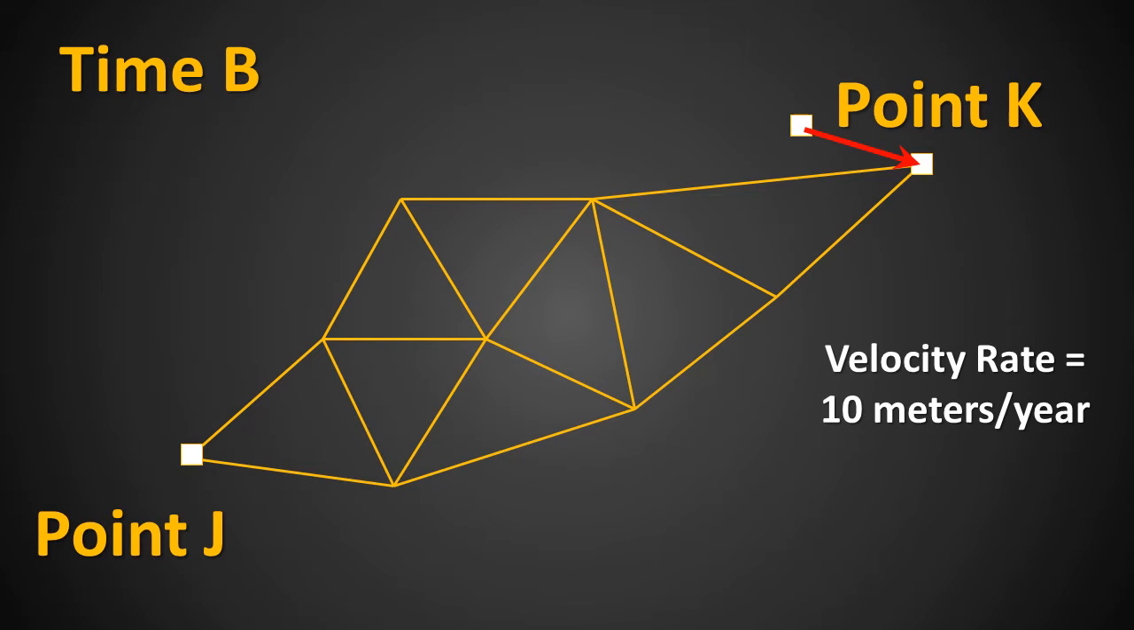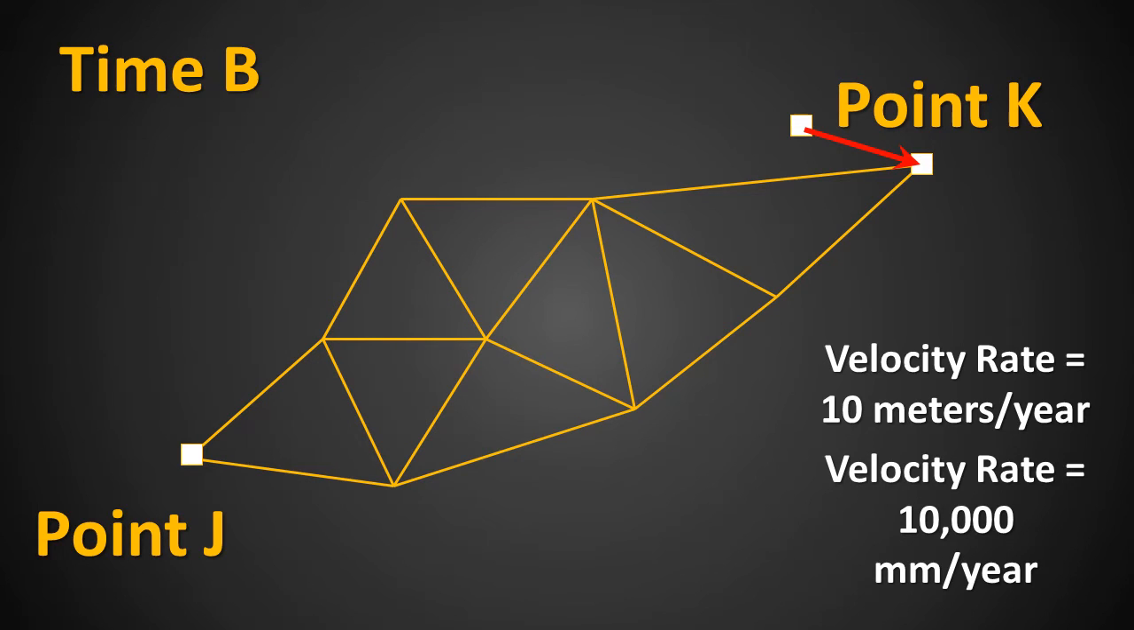That's right, 10 meters per year. What would the rate be if we used velocity units that geologists typically use for calculating plate motion rates, like millimeters per year? That's right, 10,000 millimeters per year.